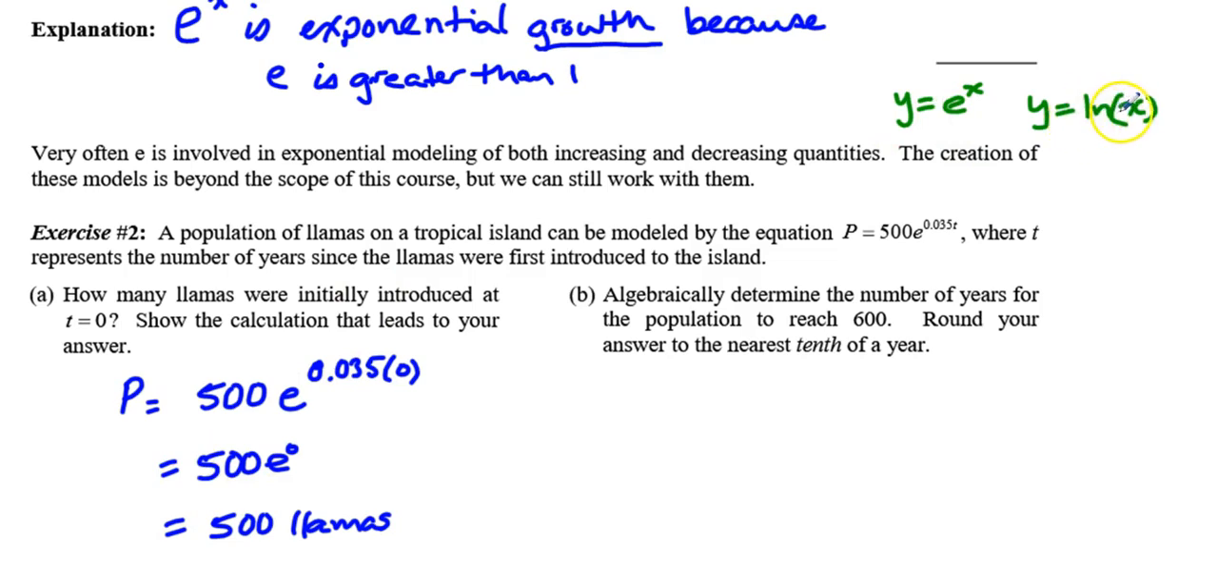And then natural log of x is the inverse. It's saying, okay, how much time? It solves for time, right? So natural log says, all right, how much time did it take to get to that value? All right? So those work in opposite directions.